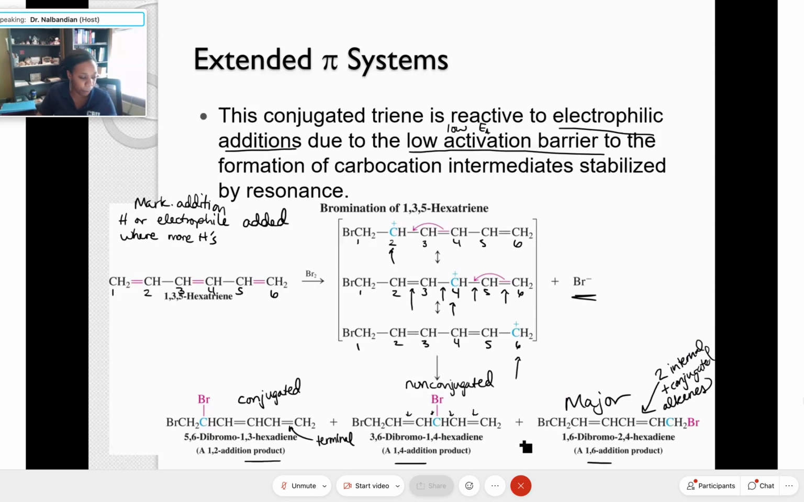Questions on this? Again, remember our solvent here, carbon tetrachloride. And remember, we're not forming the bromonium. Why aren't we forming that? Because we can make a carbocation that is stabilized by resonance.